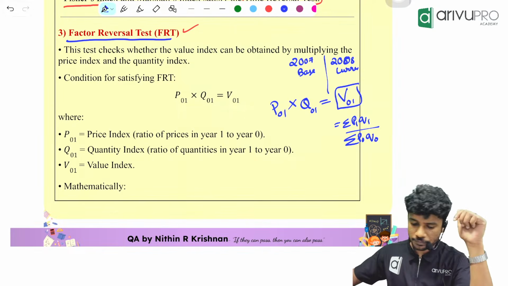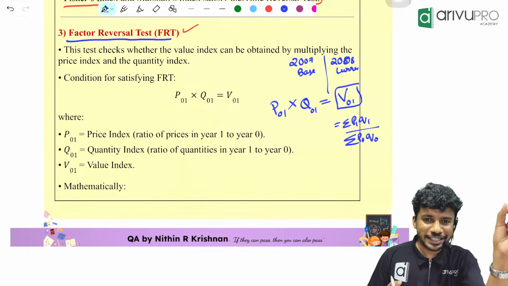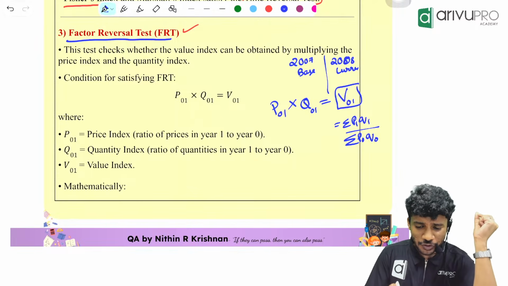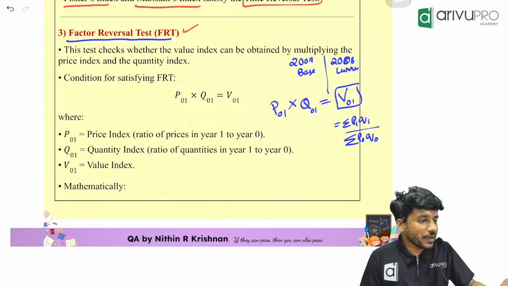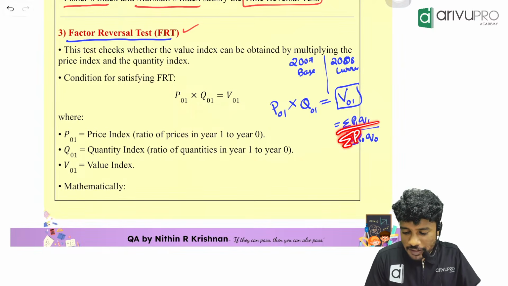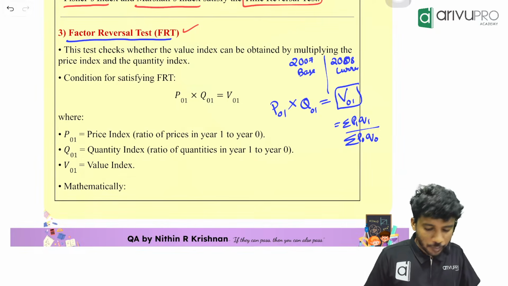Okay. Done. So factor reversal test is nothing but price index number into quantity index number should give you what? A value index number, and that is given by what? Sigma P1 Q1 divided by sigma P0 Q0 into what, people? Into 100. That is the mean.